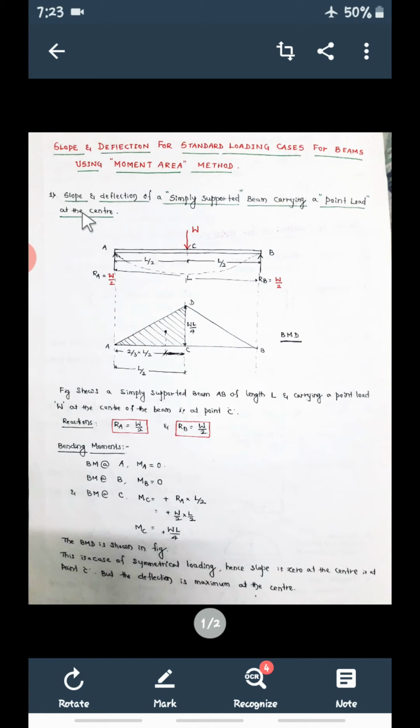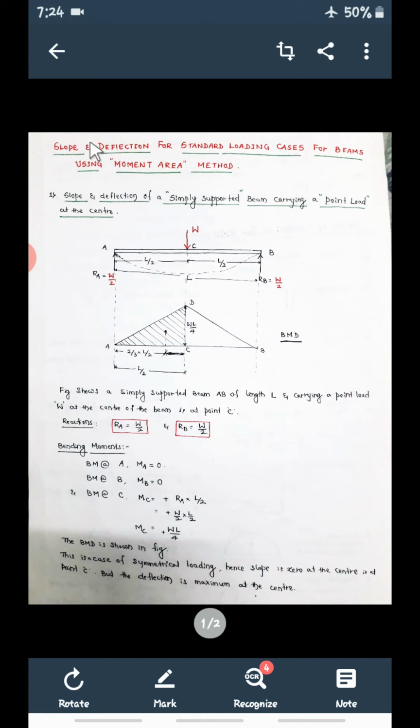Okay, so in the previous session we studied two important theorems: Moore's theorem 1 and Moore's theorem 2. Moore's theorem 1 is used to find the slope at various points on the beam, and Moore's theorem 2 is used to find the deflection at various points on the beam. So let us take standard cases. First we'll consider the simply supported beam with a single point load, and try to find the slope and deflection at various points.